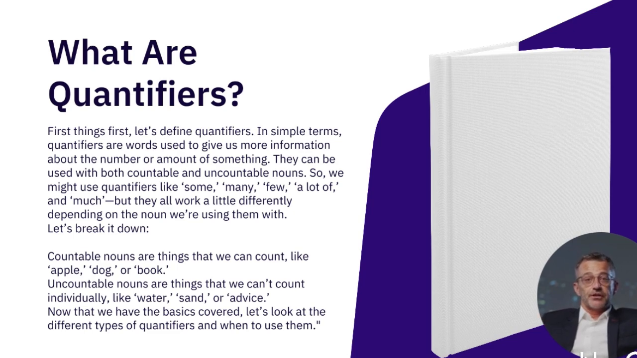So, we might use quantifiers like some, many, few, a lot of, and much. But they all work a little differently, depending on the noun we're using them with. Let's break it down. Countable nouns are things that we can count, like apple, dog, or book. Uncountable nouns are things that we can't count individually, like water, sand, or advice. Now that we have the basics covered, let's look at the different types of quantifiers and when to use them.